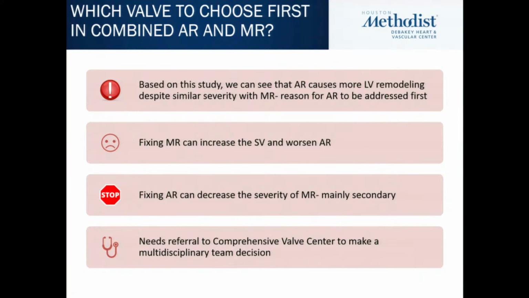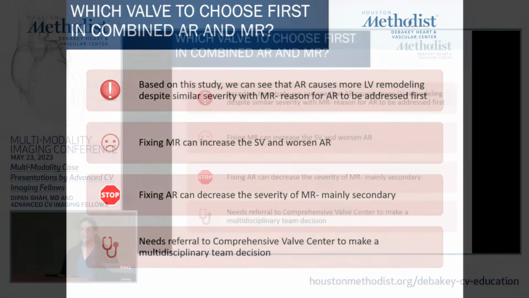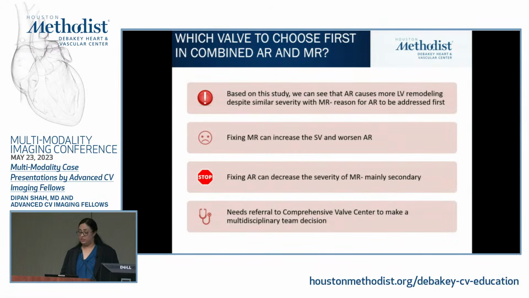The other thought process was that fixing mitral regurgitation can increase the stroke volume across the incompetent aortic valve, so fixing that would worsen the aortic regurgitation. And also, in patients with secondary MR, based on our experience with aortic stenosis and mitral regurgitation, we fix the aortic valve and then reassess the mitral regurgitation to see if it's still severe. And this is mainly in patients with secondary MR.